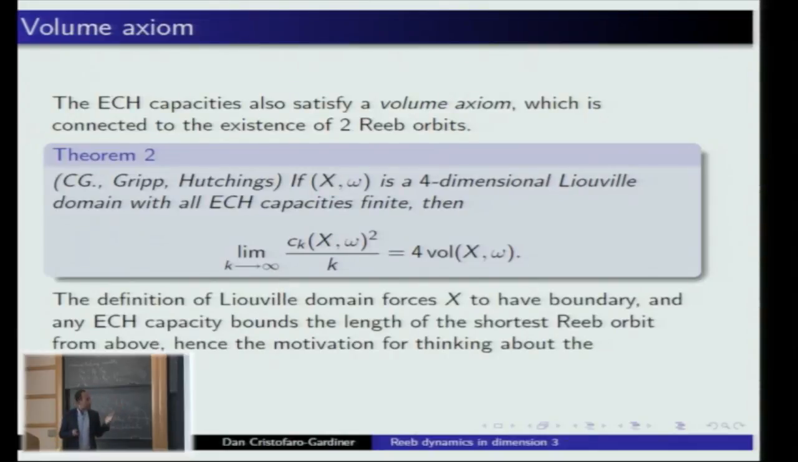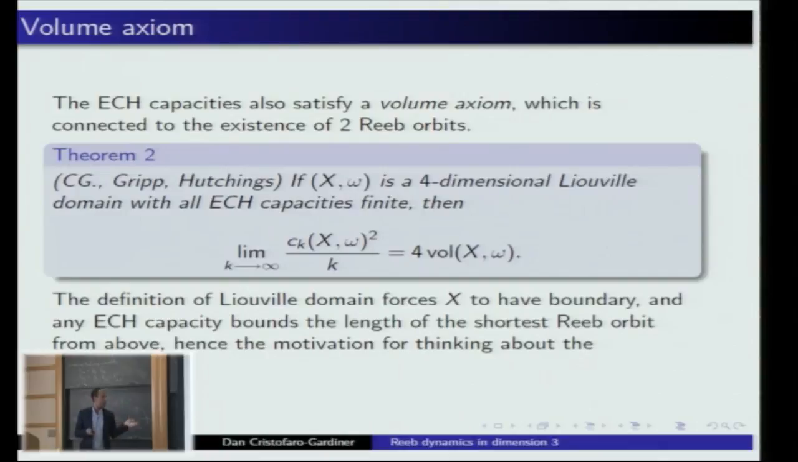And I want to close by saying what this has to do with the short Reeb orbit conjecture. Well, I haven't given the full definition of a Liouville domain, but the critical point is that it has a boundary. And it's easy to see that any ECH capacity bounds the length of the shortest Reeb orbit from above. So any term in this sequence bounds the length of the shortest Reeb orbit on the boundary, and the volume there, just by Stokes' theorem, works out to a multiple of the volume that I mentioned earlier. So certainly one can't use this to prove the short Reeb orbit conjecture, essentially because we have no control over how this term approaches the volume in its limit.